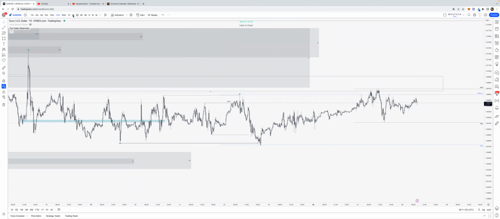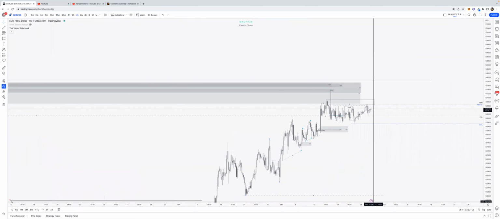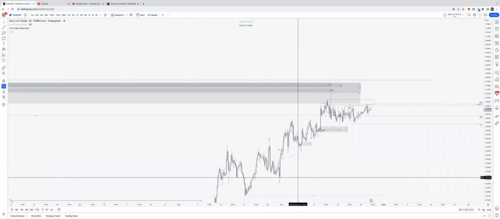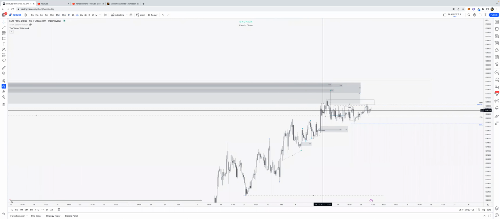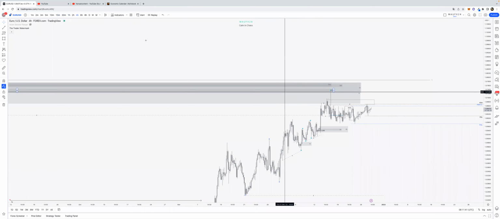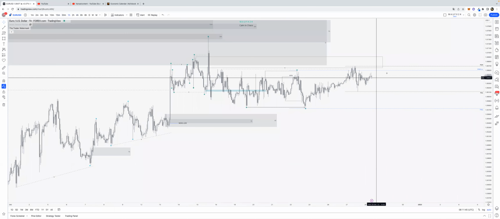Okay, let's go about it. So structure-wise, you still have this light blue bullish structure. We have this dark blue bullish structure. We have this light blue bullish structure, internal. And now we have the fake structure. Let's call it a fake structure. Why is it a fake structure? I think we're gonna go bearish.